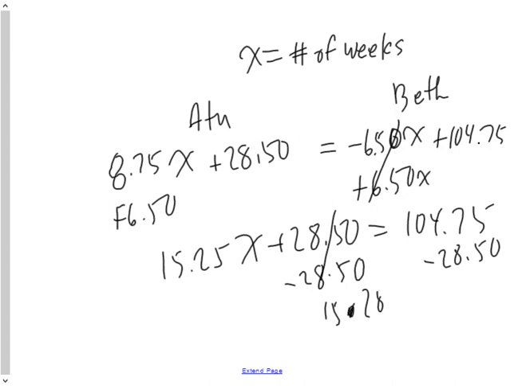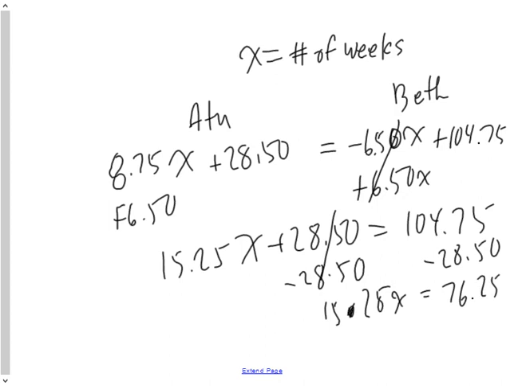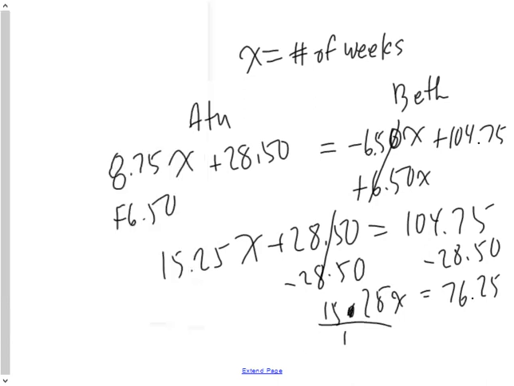15.25x equals, can't do that in my head, Monday morning, 104.75. Take away 28.50 is 76.25. And then if I take that and divide both sides by 15.25, I get x equals 5.